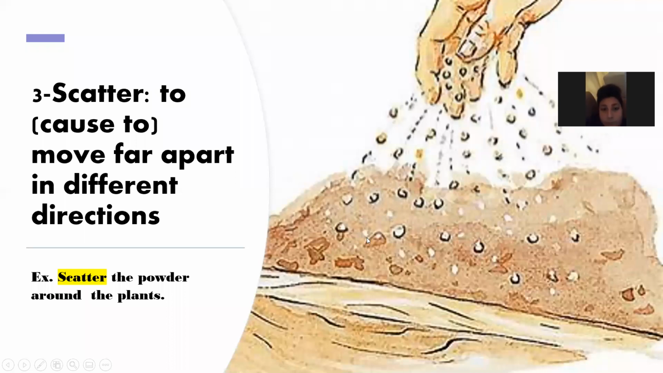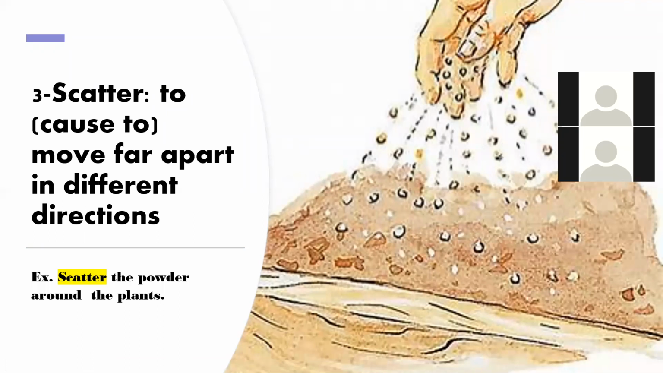Look at the picture here and you can know the meaning of scatter. Jenna, do you know the answer, my dear? So what's the meaning of scatter? Move a part of my hand in a different direction. Excellent, my dear. Moving things in different directions, like here, scatter the powder.